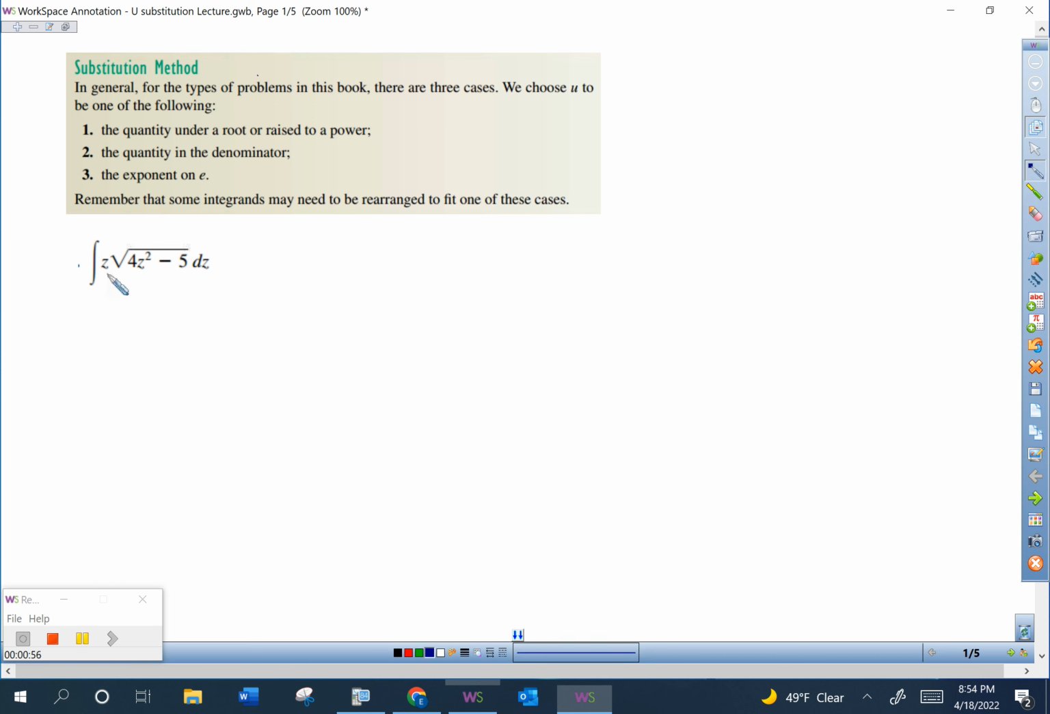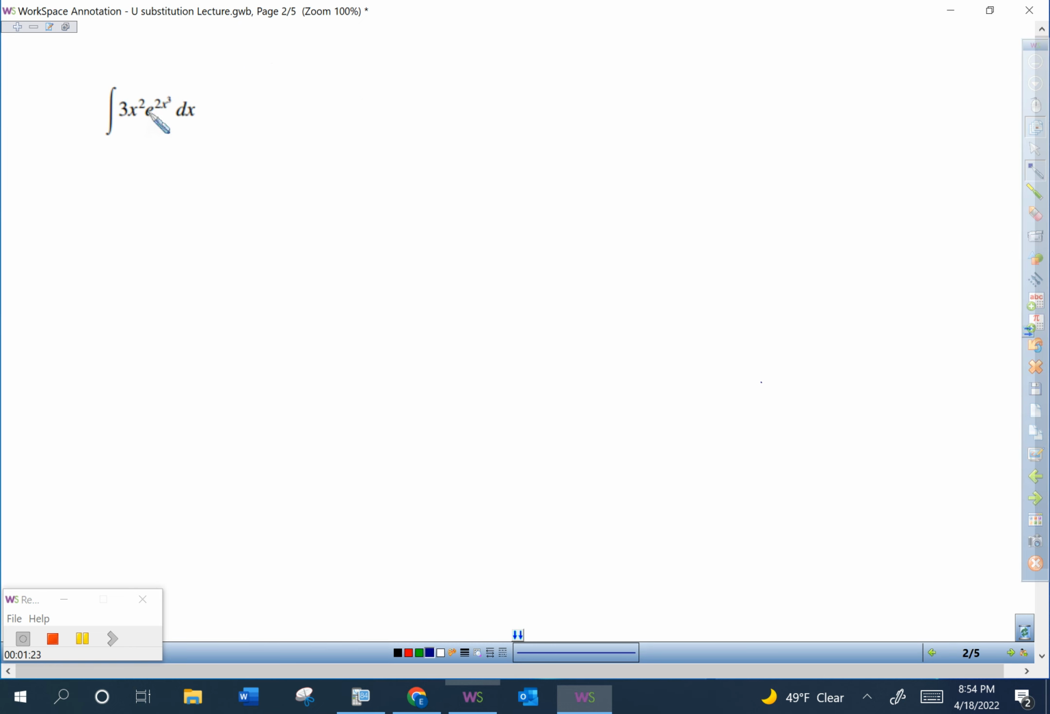So what you're going to do is look for how many times a variable shows up in the problem. And if that is separated by times or division, that's a u substitution. Right here we've got our variable in two different places. This says z times the square root of 4z squared minus 5. We're going to substitute. On this next one, it says 3x squared times e to the 2x cubed. That's a substitution problem. Same thing here, we've got x plus 3 divided by. If it's multiplication or division, we'll substitute.